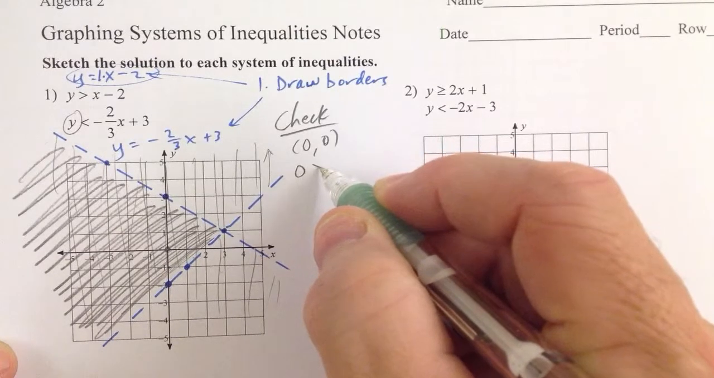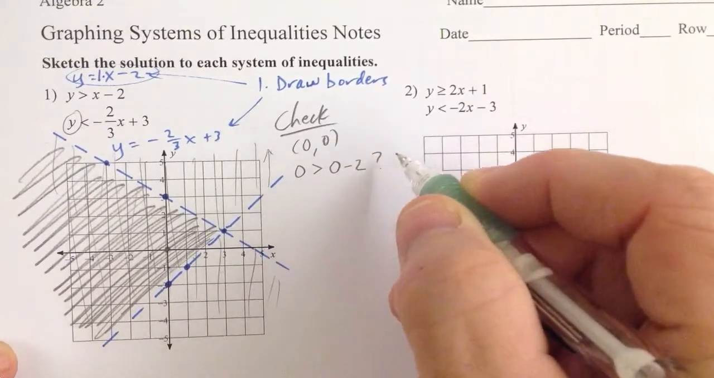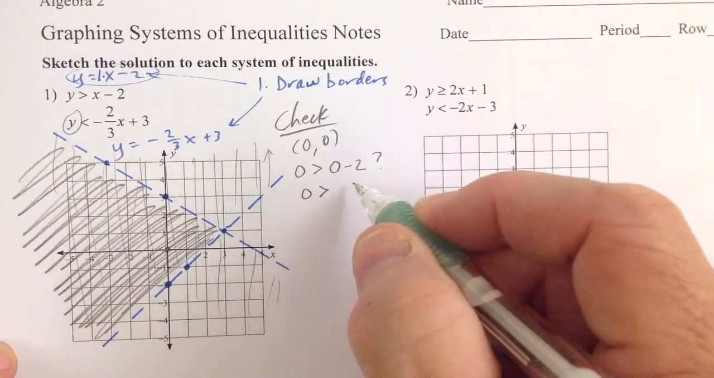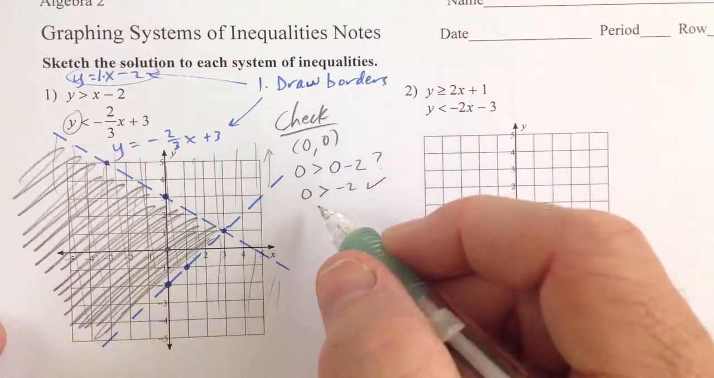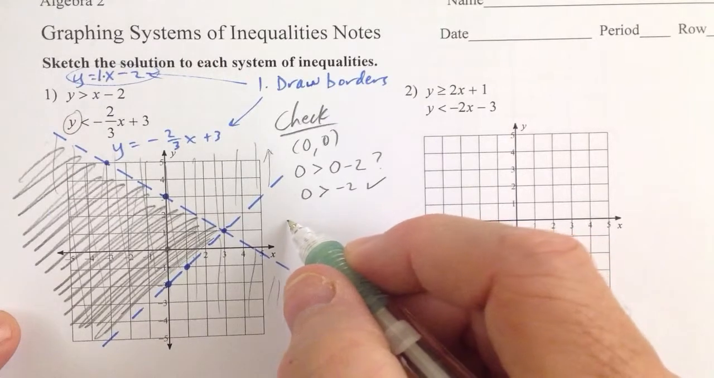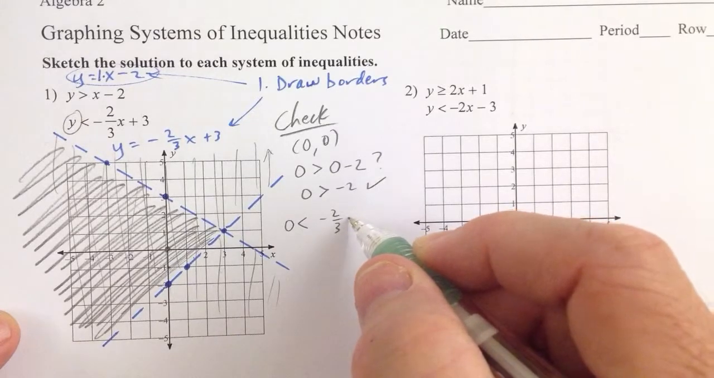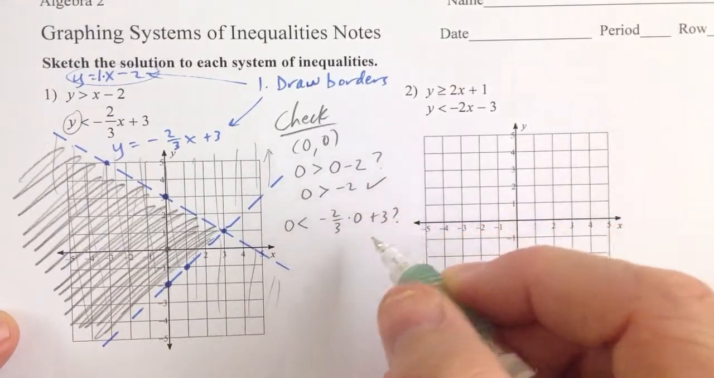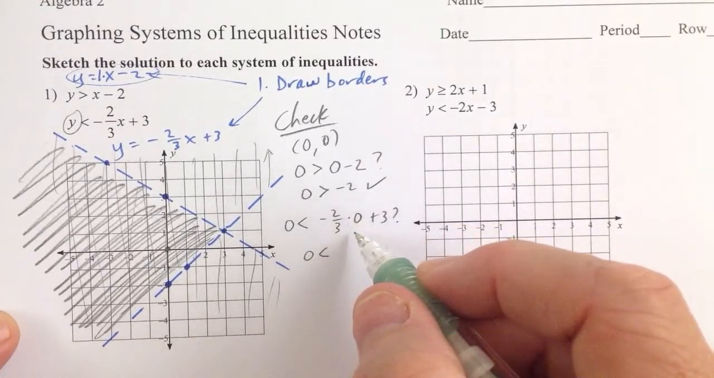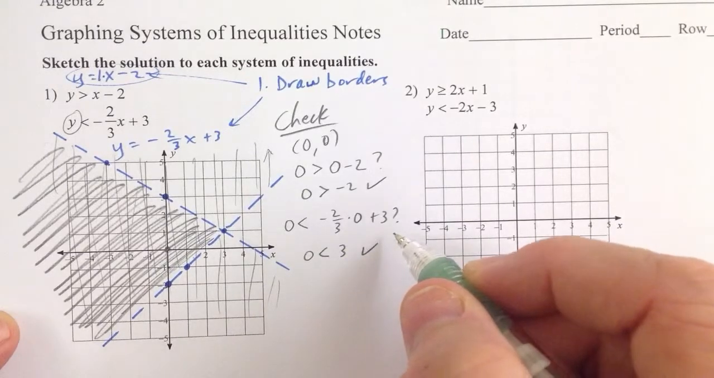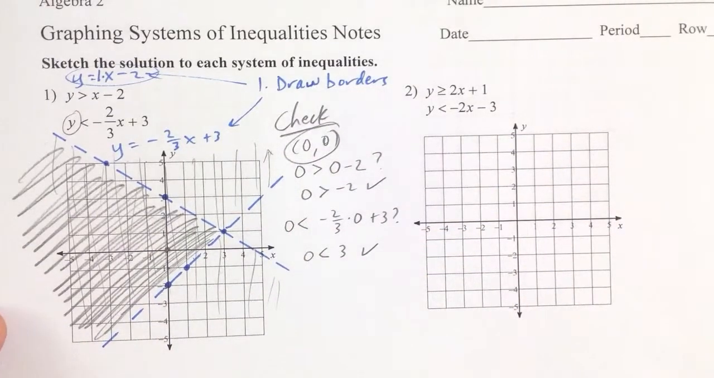So the question is, if I plug a 0 in for y and a 0 in for x into the first inequality, is that true? In other words, is 0 greater than negative 2? Yes. Okay, let's try 0, 0 in the next inequality. So if we try 0, 0 in the next inequality, 0 for y is 0 less than or equal to negative 2/3 times 0 plus 3. Well, since negative 2/3 times 0 is 0, that term goes away, and we just get 0 is less than 3. Yes, 0 is less than 3, so therefore 0, 0 is indeed a solution, which is why it's in the shaded region.